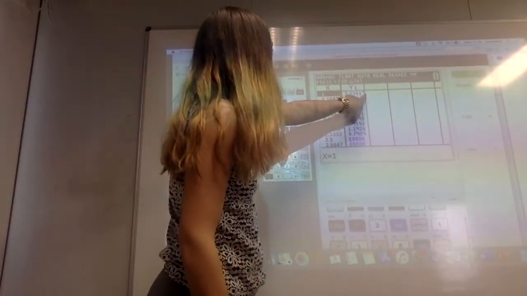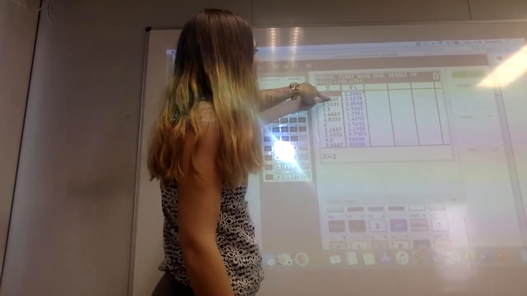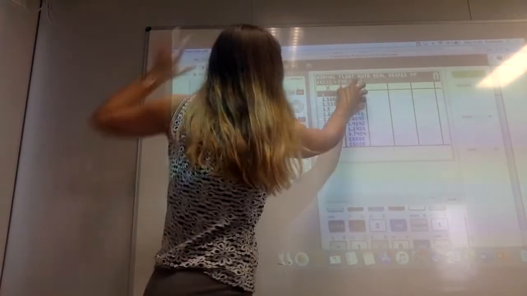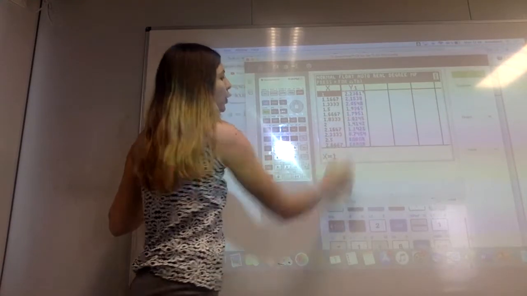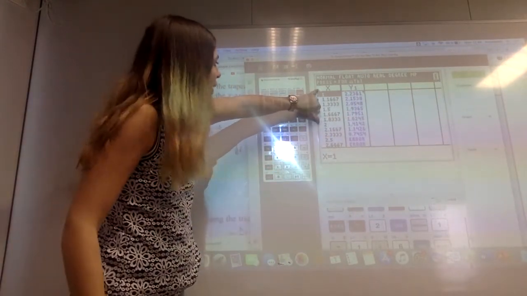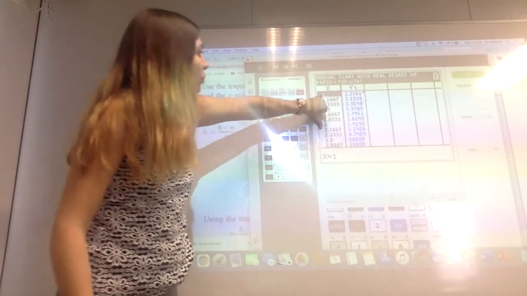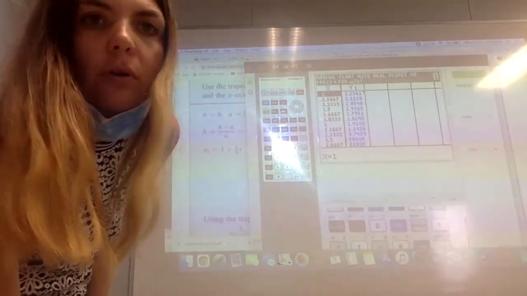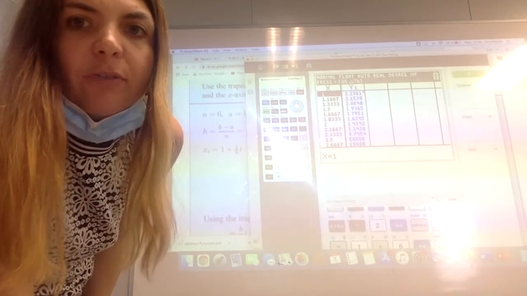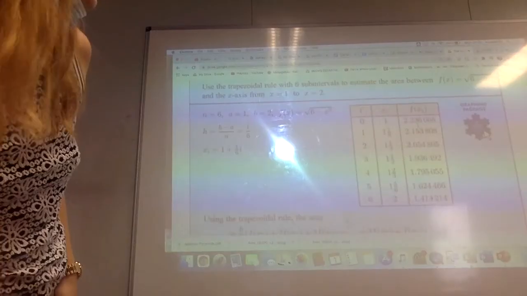1, 2.2361, 1.1667, and what we want to focus on is these blue generated values between the 1 and the 2. And you'll see that those values are the same as given in this question here.